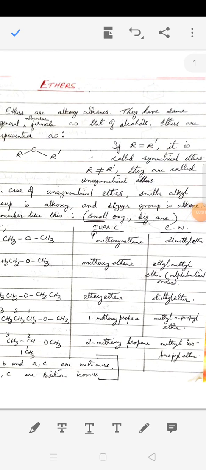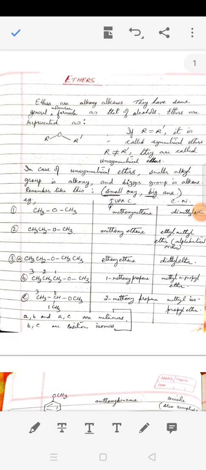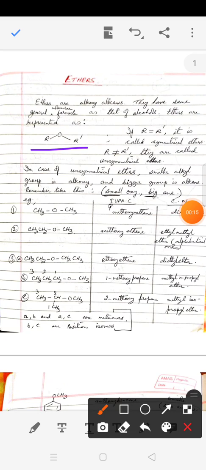Hello students, today we shall be doing ethers. As you know, ethers are alkoxy-alkanes. They have the same general formula as that of alcohols. Ethers are represented by the formula R-O-R'. If R and R' are the same, we call them symmetrical ethers, and if they are different, then we call them unsymmetrical ethers.